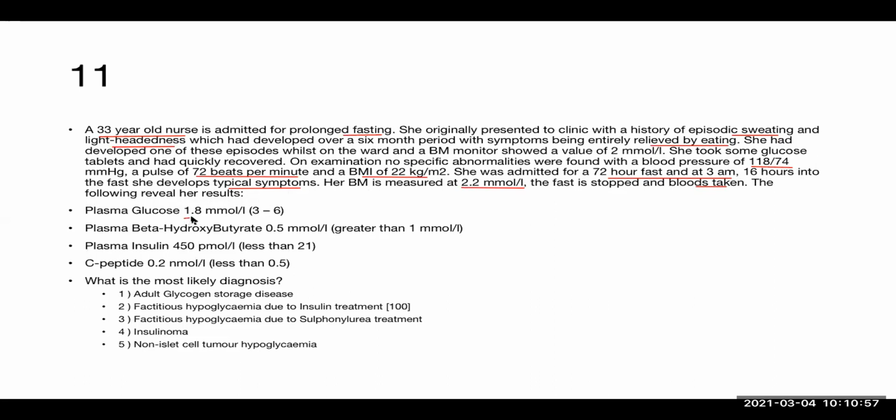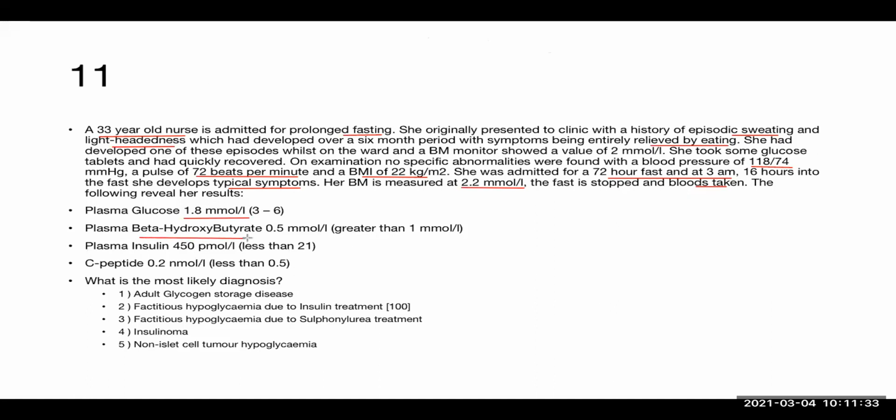Plasma glucose is just 1.8. Look at the normal range, 3 to 6 millimole. If I multiply this by 18, how much will it come to? One of you please quickly do it. Multiply 1.8 by 18. 32.4. So this is a severe hypoglycemia, isn't it? Severe hypoglycemia.